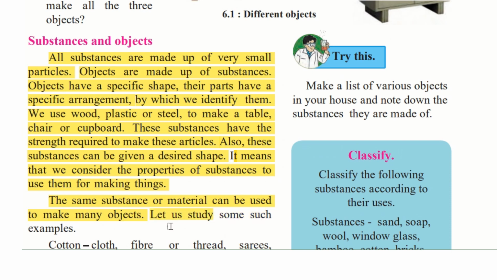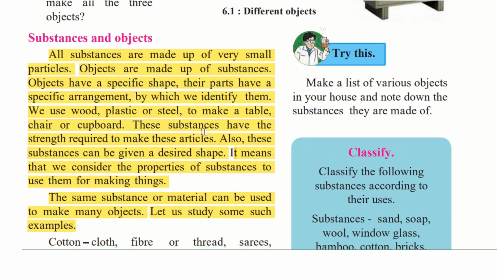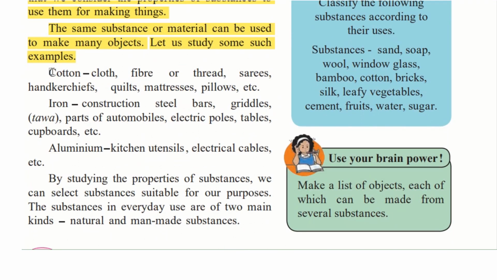Now let us study some such examples. The first one is cotton. With the ball of cotton, cotton can be made into cloth, it can be made into fiber or thread. We can make saris out of it, handkerchiefs, quilts. Quilts means godaris, as we say. Mattresses are the thick godaris that we put on the bed.